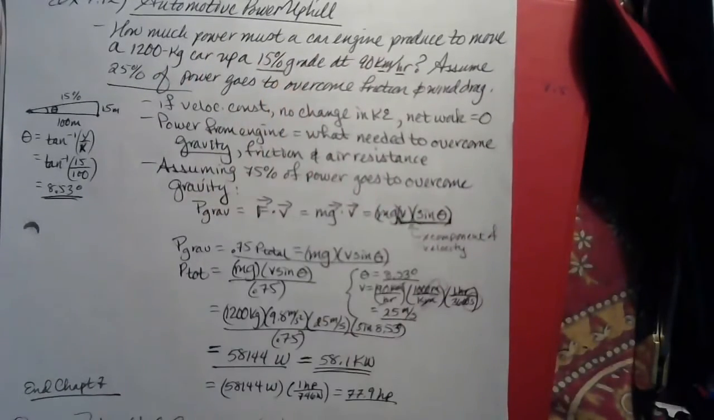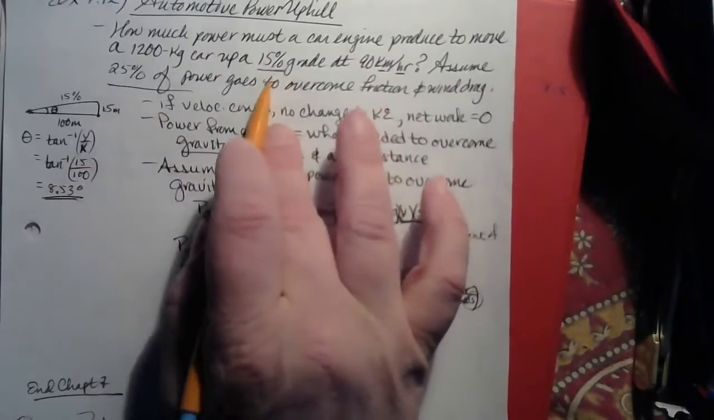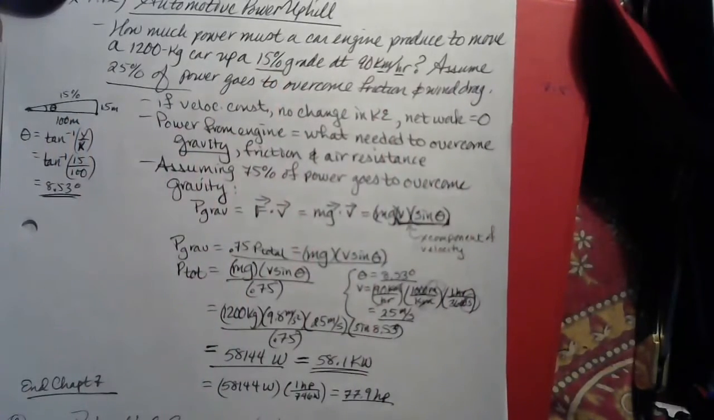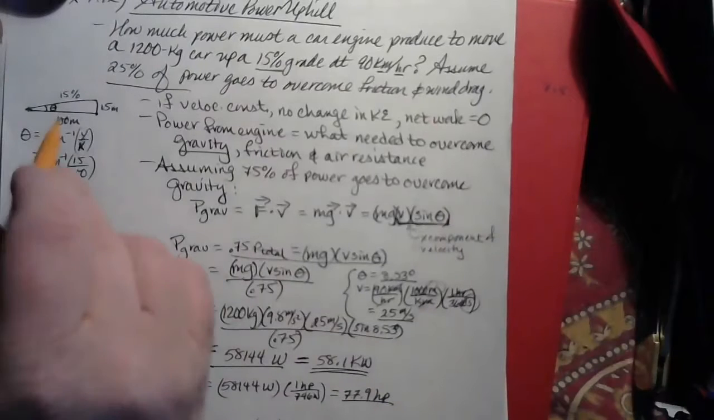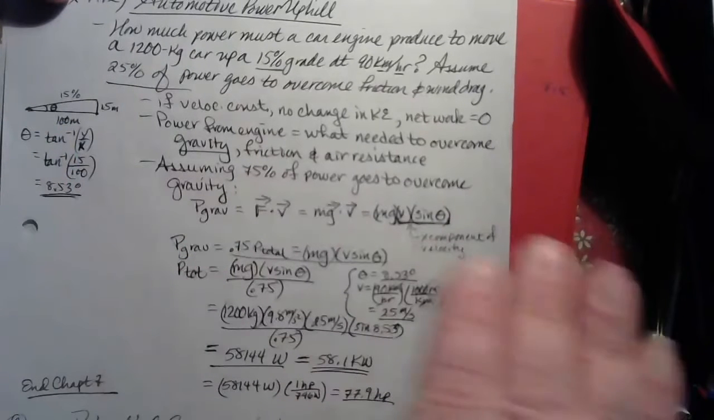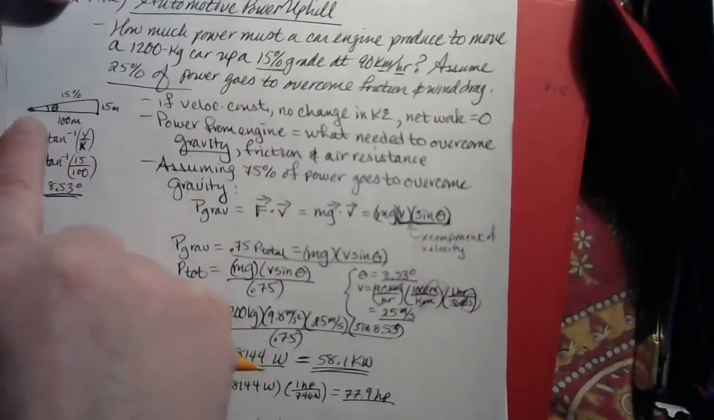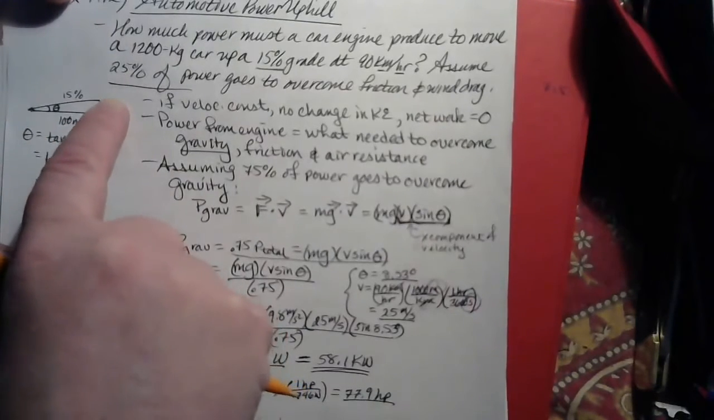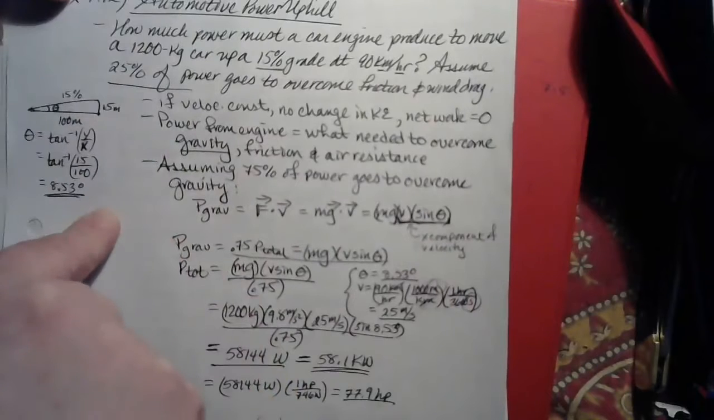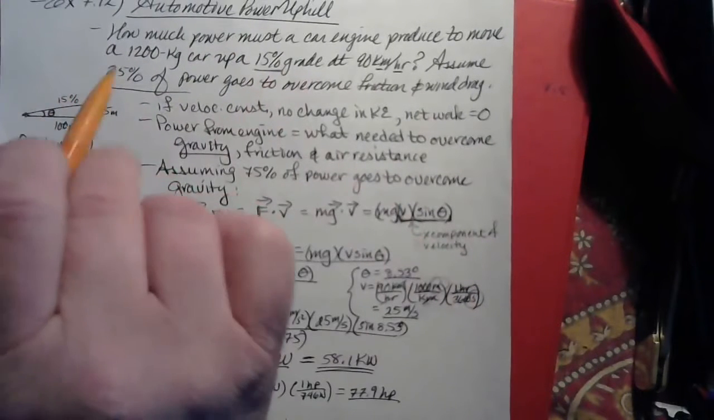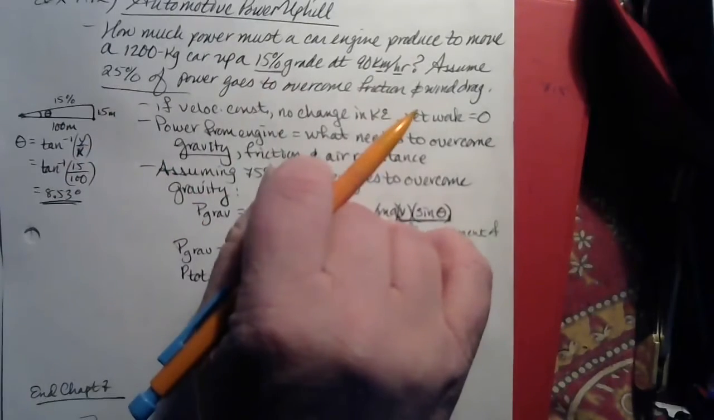First, a couple of things. They don't really mention what 15% grade means. So in case you don't know, what that means is that you basically rise 15 units for every 100 units you go horizontally. So if you go 100 feet horizontally, you will have risen 15 feet. Or in terms of meters, if you go 100 meters horizontally, you will be 15 meters higher than you were when you started. So that's what 15% grade means. It means you gain 15 meters for every 100 meters horizontally.